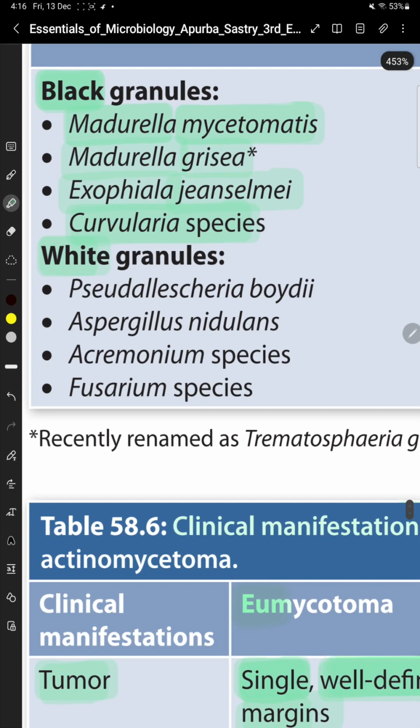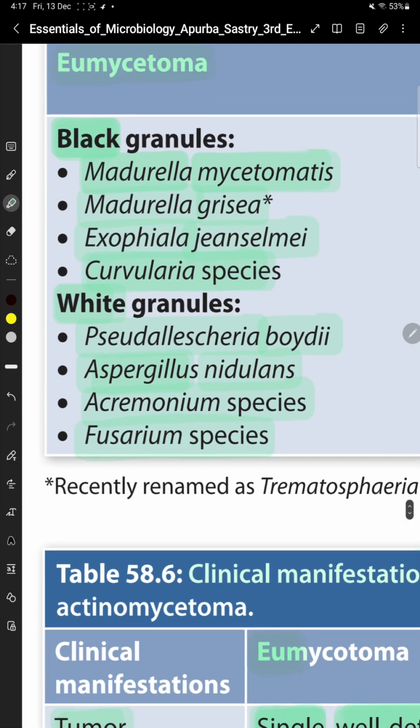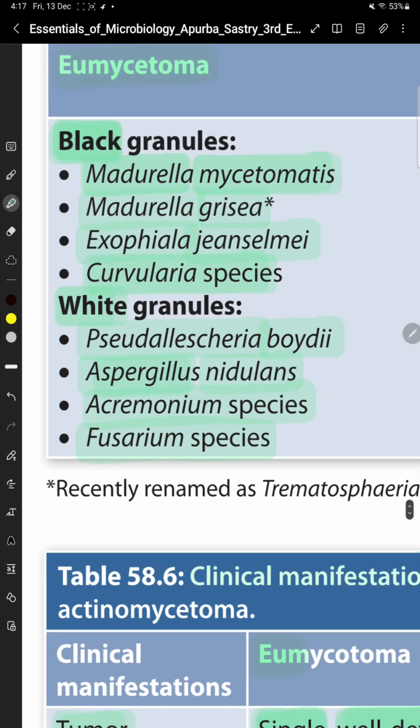The white granules are caused by Pseudallescheria boydii, Aspergillus nidulans, Acremonium species and Fusarium species. ठीक है, तो eumycetoma में ब्लैक ग्रैन्यूल्स या वाइट ग्रैन्यूल्स होता है. ब्लैक ग्रैन्यूल्स by Madurella mycetomatis and Madurella grisea. White granules by Pseudallescheria boydii and Aspergillus nidulans.